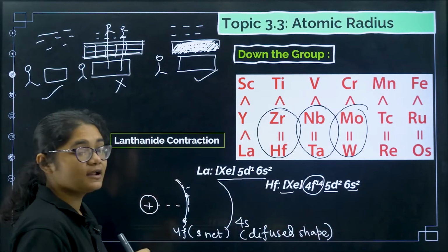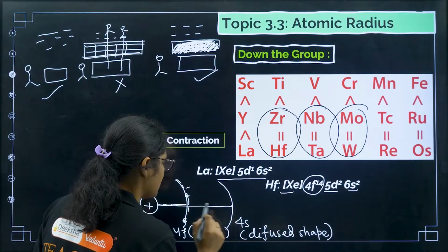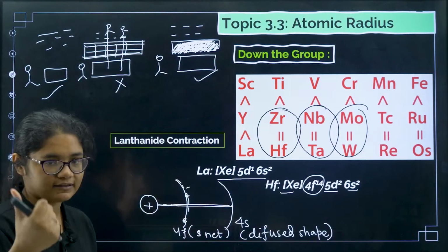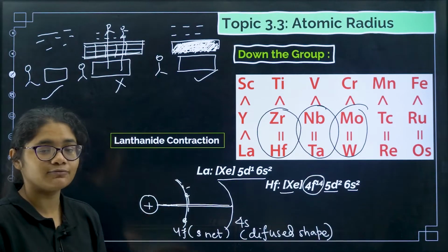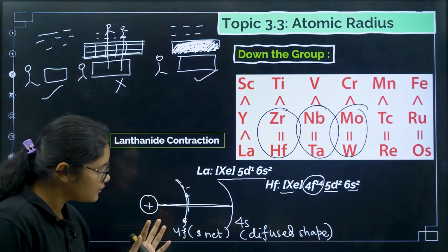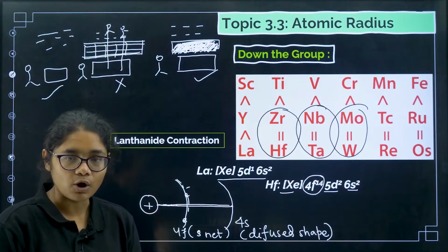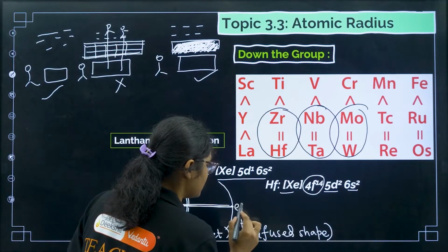Okay, because of their diffused shape, the nuclear charge can easily reach the last electron. If there are no electrons, this is the best condition. But if electrons are present in the 4f orbital, then they are very poor shielders. They do not block the nuclear charge effectively. So the nuclear charge can easily reach the last electron.